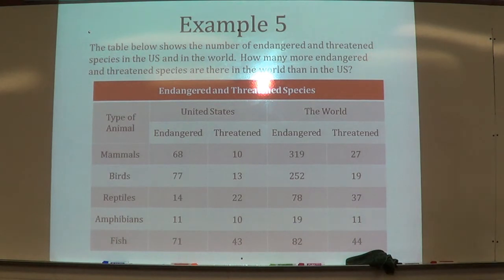Here we have example number 5, where it says the table below shows the number of endangered and threatened species in the United States and in the world. How many more endangered and threatened species are there in the world than in the United States?